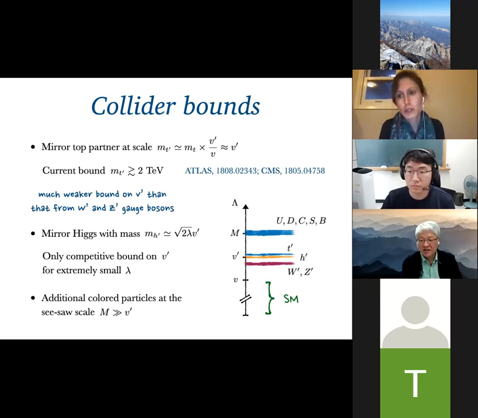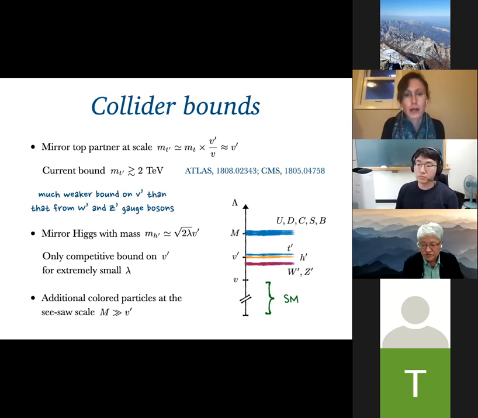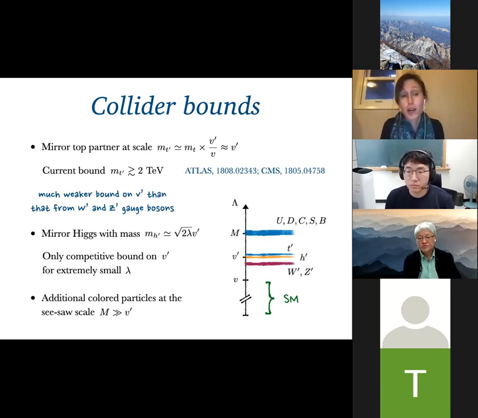There are UV completions of these twin Higgs models, both in the context of supersymmetry and also in the context of composite Higgs. For example, for the twin SUSY UV completion, there is a well-known paper by one of my collaborators here, Nathaniel Craig and Kai Howe. I forget who the authors of the composite models are, but I believe they are cited on that paper.